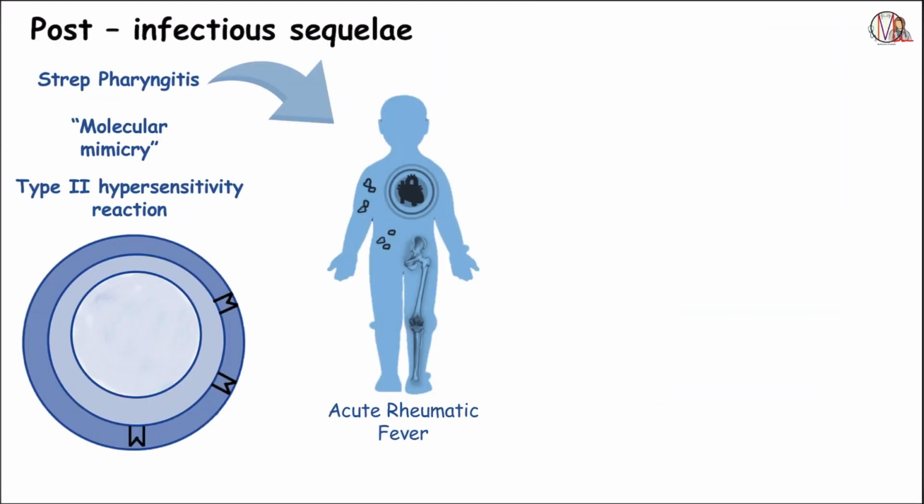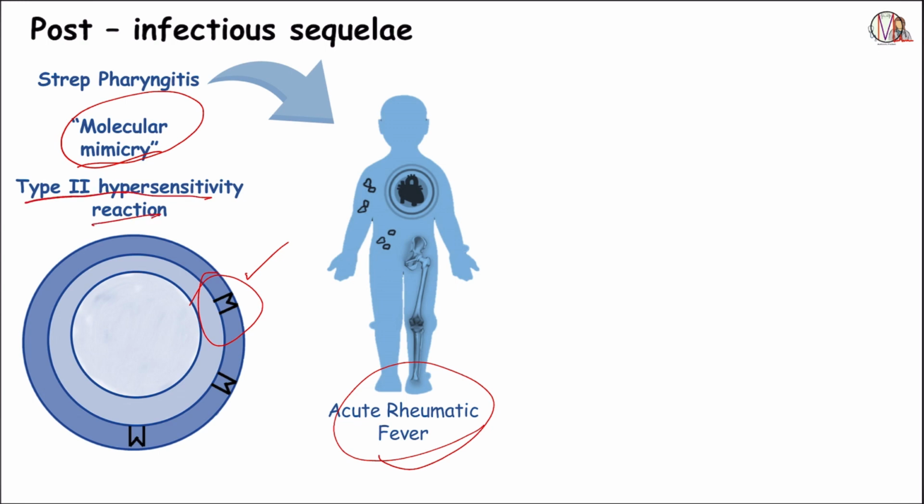Streptococcus pyogenes can also trigger post infectious sequelae, such as acute rheumatic fever, which is caused by the presence of M protein in the bacteria. This protein bears resemblance to glycoproteins found in human cells. When the bacteria invade our body, our immune system mistakenly identifies our cells as foreign and mounts an immune response, leading to acute rheumatic fever. This phenomenon is known as molecular mimicry and falls under the category of type 2 hypersensitivity reactions.